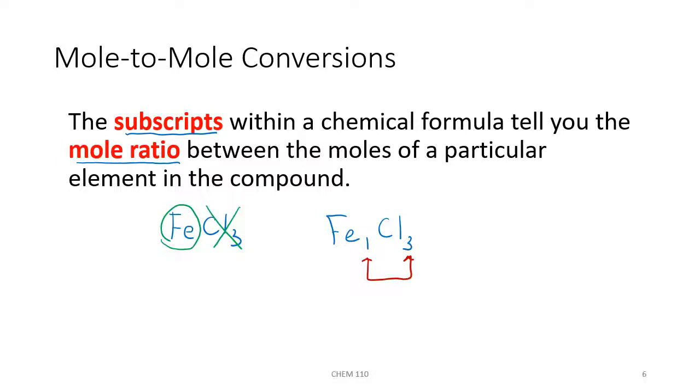So we have an unwritten subscript of 1 after the iron, and we have a subscript of 3 after the chlorine. We can write mole-to-mole relationships between these subscripts as well as to the overall compound.